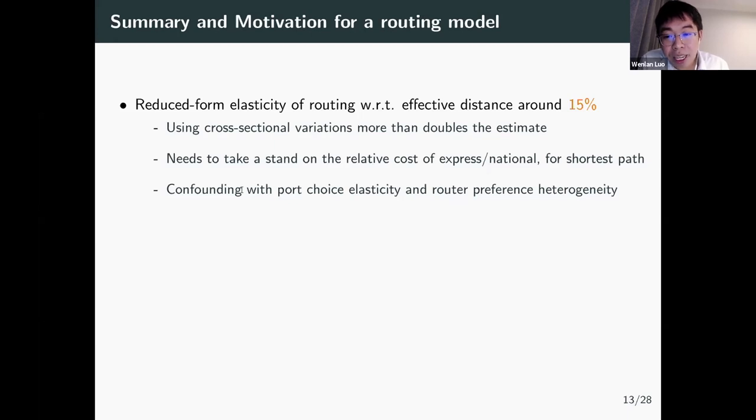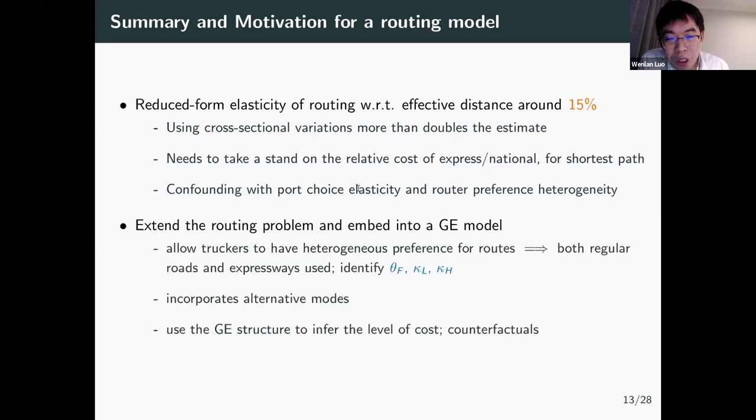And this is also confounding because it's a behavior response. So it can come from the trade cost elasticity, or it can come from the port choice. So we want to address these two issues in the structural model. So a part of the structural model is a routing model, which basically allows how truckers, traders choose different routes after the expressway expanded. And there we can accommodate all those heterogeneity in preferences for routes.